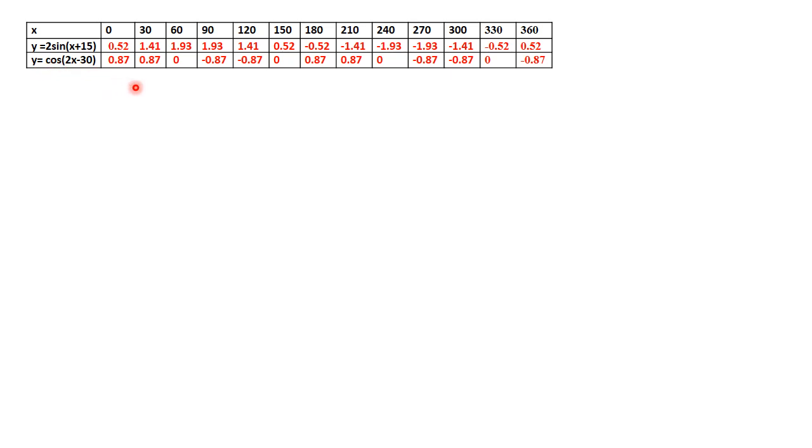But this time round, for 0.87, this is what we do. Put x to be 0 here. We're going to get 2 times 0, which is 0. Now, 0 minus 30 is negative 30. So we are looking for the cosine of negative 30.